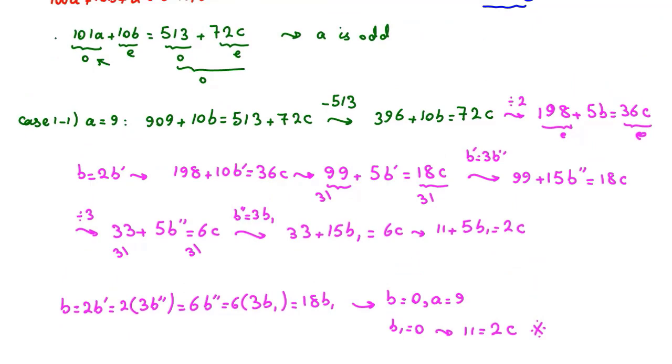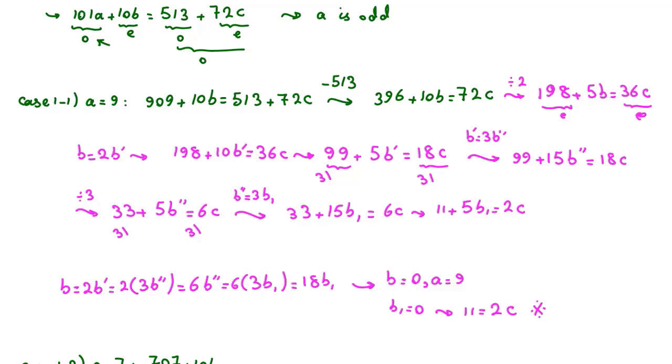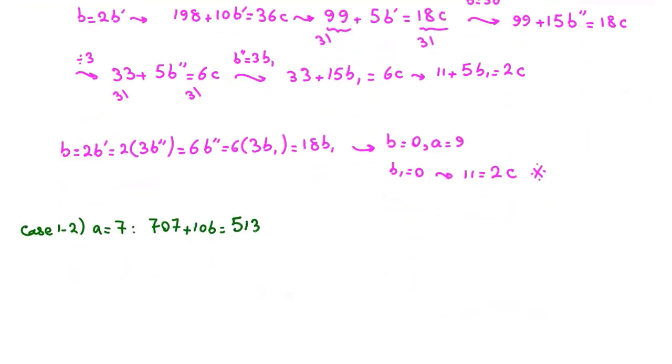Now if we replace A with 7 in this equation, 707 plus 10b equal to 513 plus 72c. Okay, let's subtract. 707 minus 513 is 194 plus 10b equal to 72c. Now let's divide both sides by 2. So it will be 97 plus 5b equal to 36c.